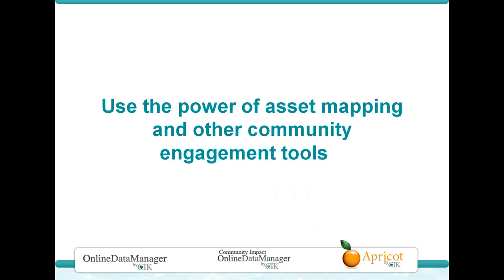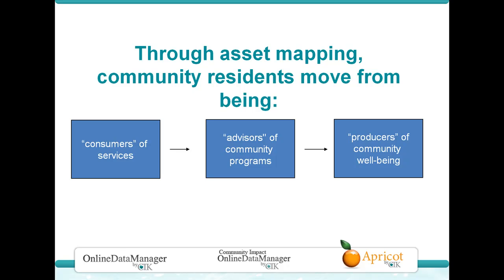So, using the power of asset mapping and other community engagement tools. Through this effort of asset mapping, of taking the time to find out about the gifts of people, people move from being just consumers of service or advisors of community programs to producers of their own and their community's well-being, because that's our goal: how do we help everyone have an opportunity to become a producer.